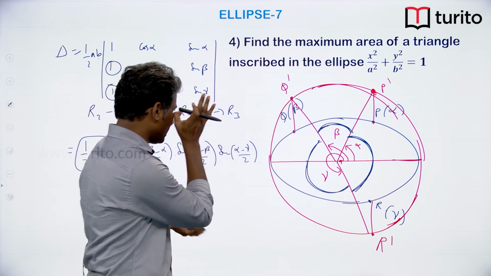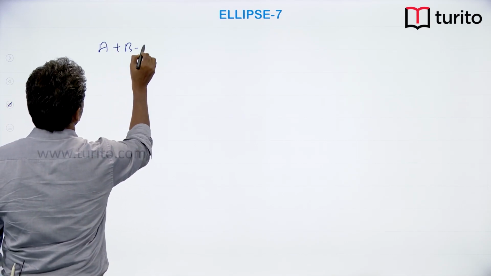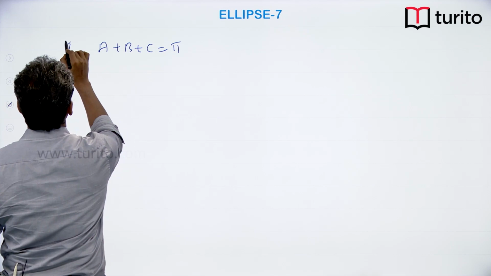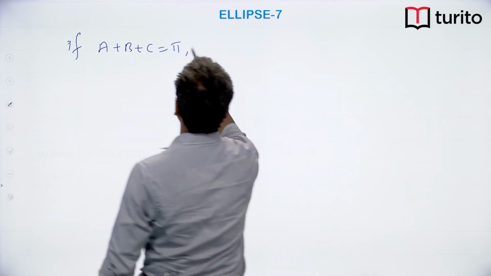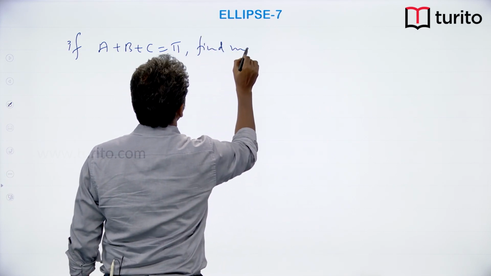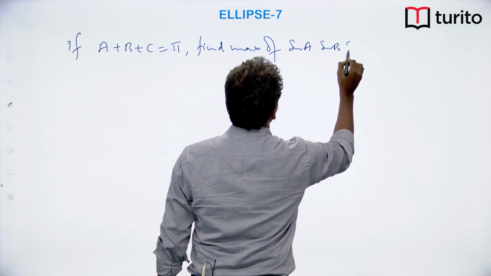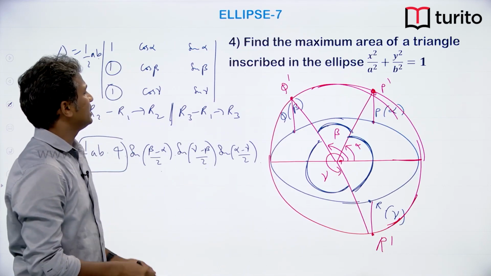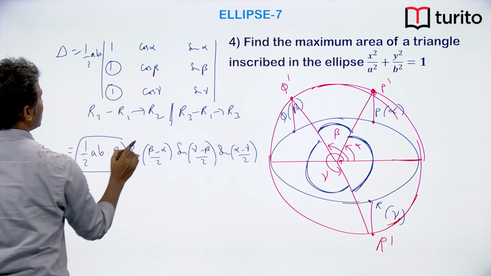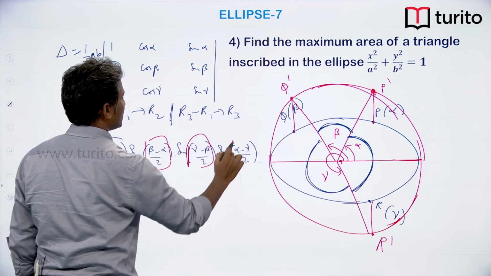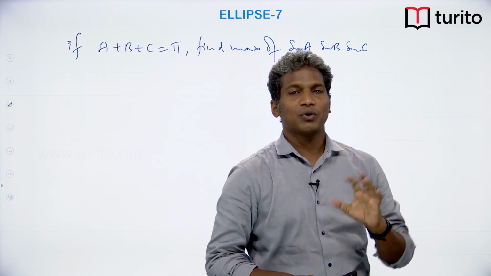Okay. So, basically we have a situation like this: A plus B plus C is going to be pi, it is already given, and we are interested in finding the maximum of sin A into sin B into sin C. These are basically the angles that I have named them as. Okay. So, basically I have taken one angle as A, one angle as B, one angle as C, you can understand it this way. Okay. So, how do we handle this problem?